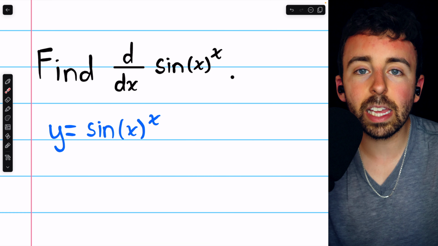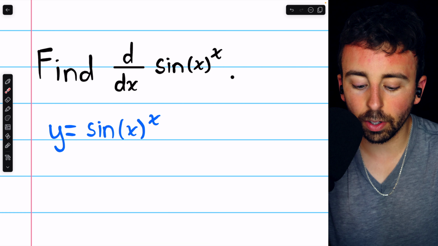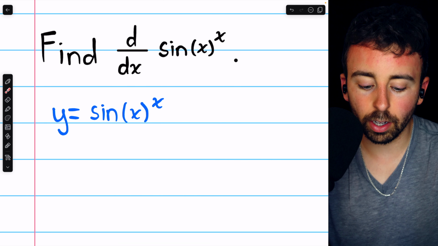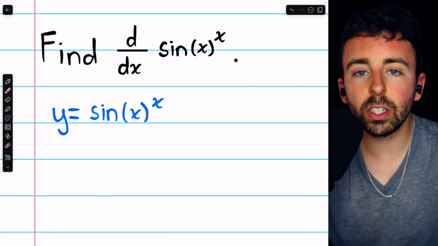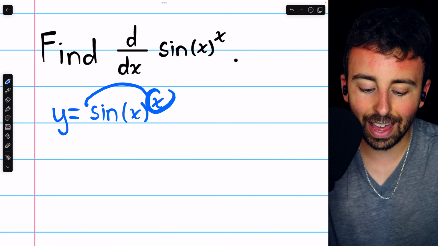We begin by giving it a name. We'll call it y. So y equals sine of x to the x. Then we'll take the natural log of both sides. That's going to allow us to apply our log rules to get this x out of that exponent.